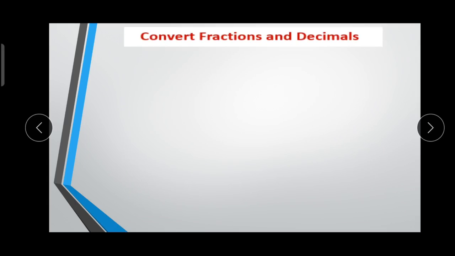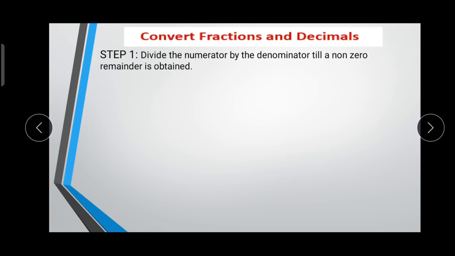Now let me move to fractions to decimals. Convert fraction into decimal. Fraction into decimal also has a rule. According to the rule, we proceed, children. The first step: divide the numerator by the denominator till a zero remainder is obtained. Converting fraction into decimal means we divide as usual, because we know how to divide. Like that you divide, until the remainder is 0.